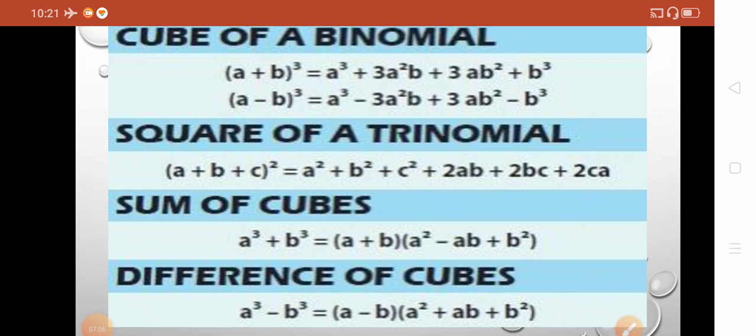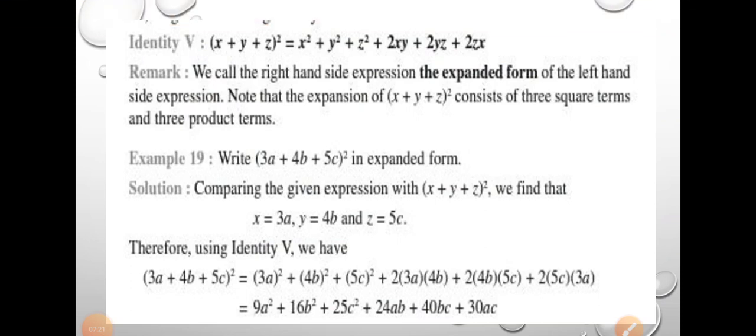And you can also verify these identities by solving one of the sides, either LHS or RHS, and you will get the other side. So let us move to some examples given in your textbook based upon the new identities that you have studied. The previous 4 identities you studied in 8th class and solved so many problems there. So here are some new identities and let us solve some problems related to this.